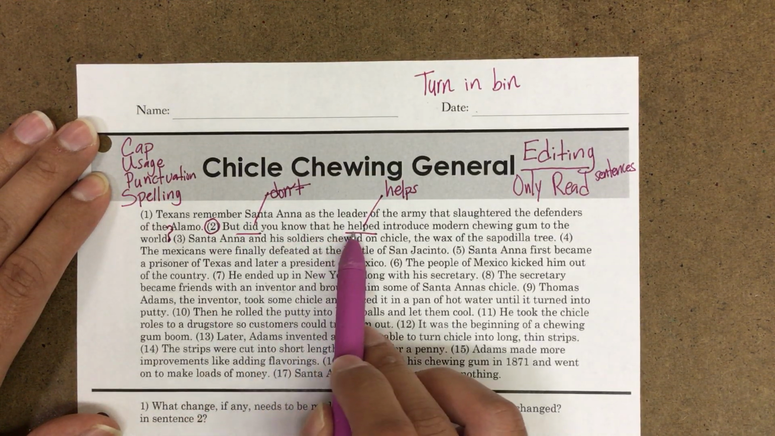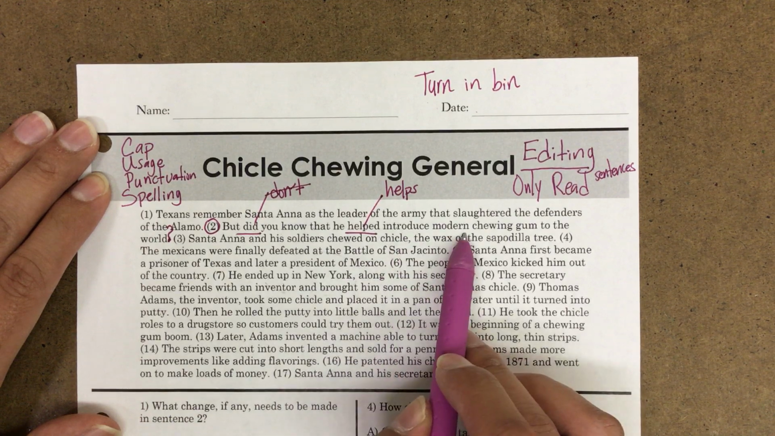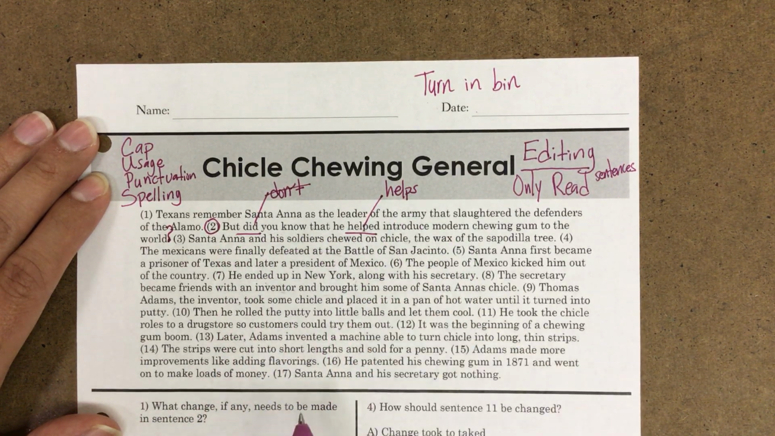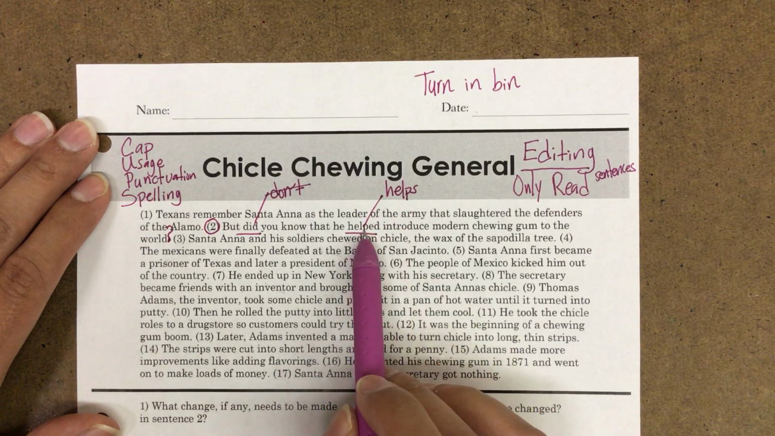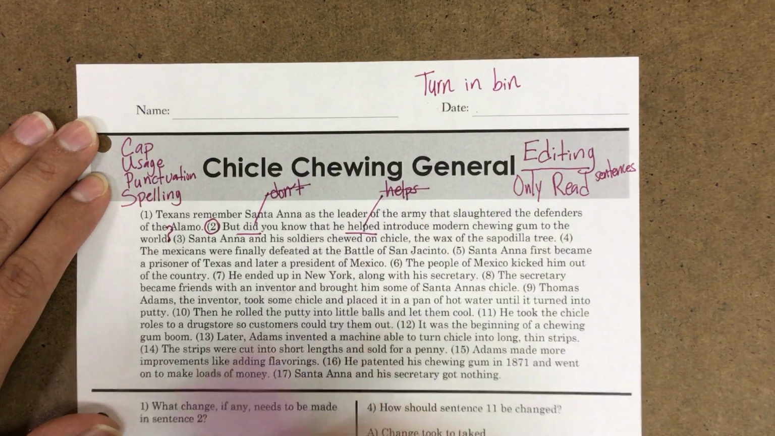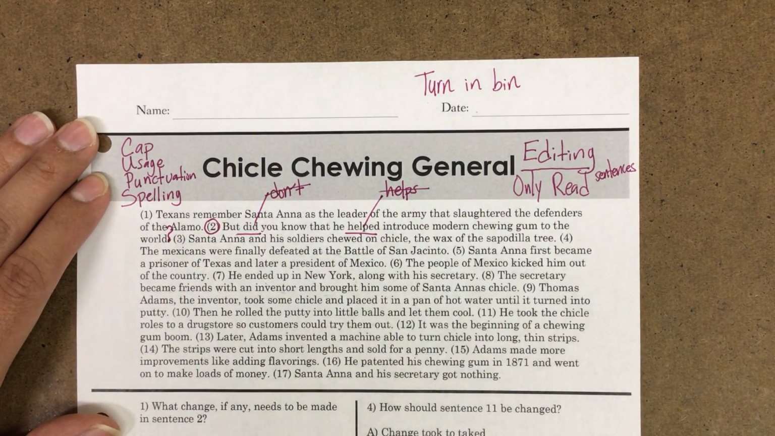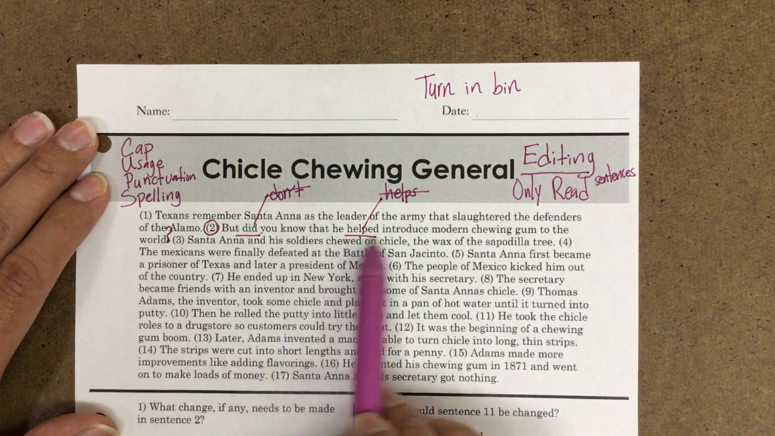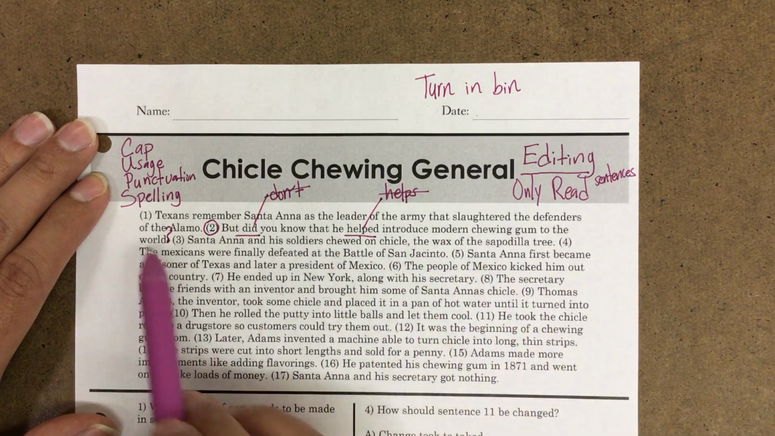But did you know that he helped introduce modern chewing gum? Or but did you know that he helps introduce? If this happened in the past, this is written in past tense. So the verb, he's already done this, the suffix should be ed, not ending with an s. It already happened, so you should add the suffix ed. But did you know that he helped introduce modern chewing gum to the world?